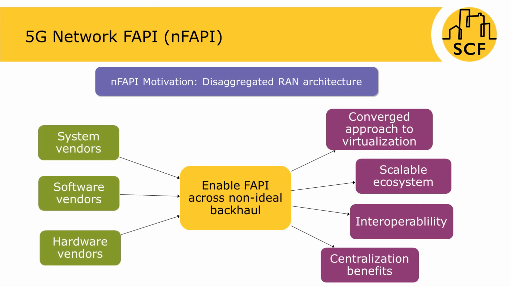This first release enables a disaggregated RAN architecture for 5G small cells, which gives abstraction and interoperability for system vendors, software vendors, and hardware vendors by enabling FAPI across a non-ideal backhaul. With this non-ideal backhaul based FAPI, we have a converged approach towards virtualization and a scalable ecosystem, full interoperability among all the vendors, and the benefits of centralization.